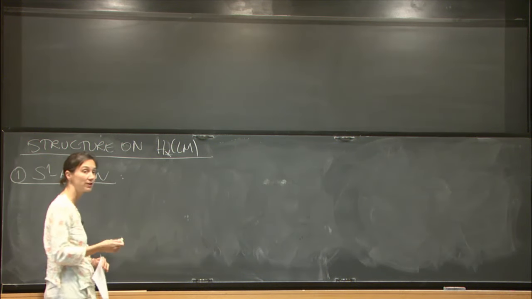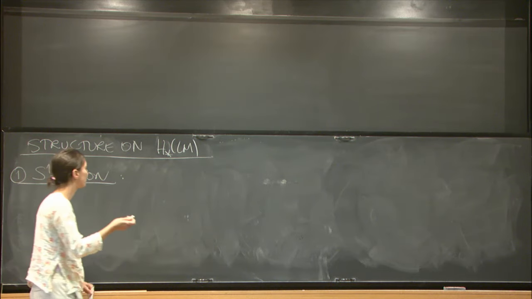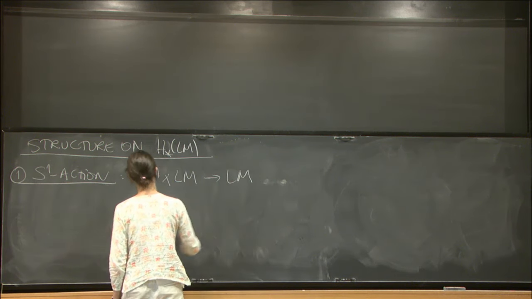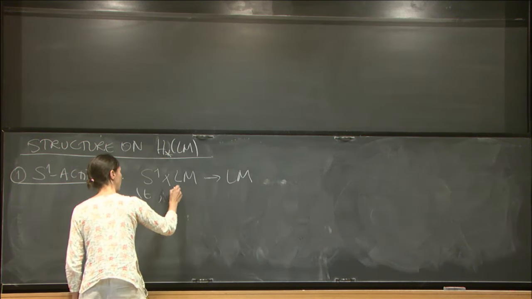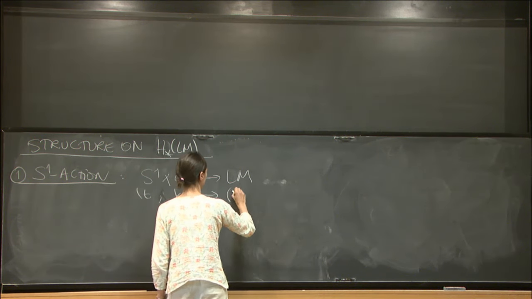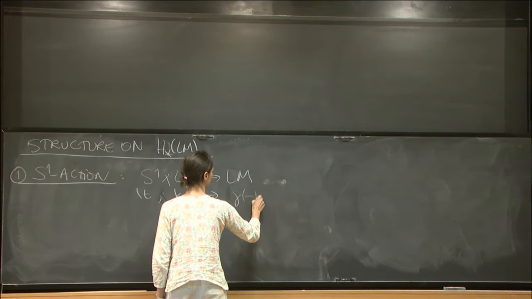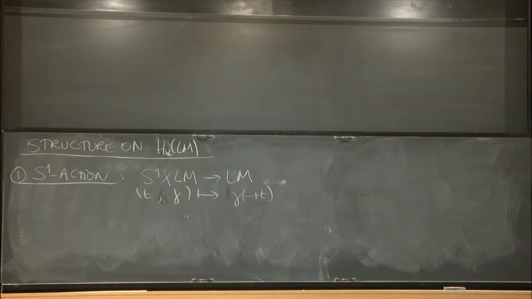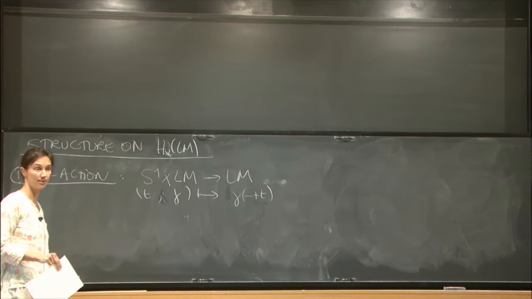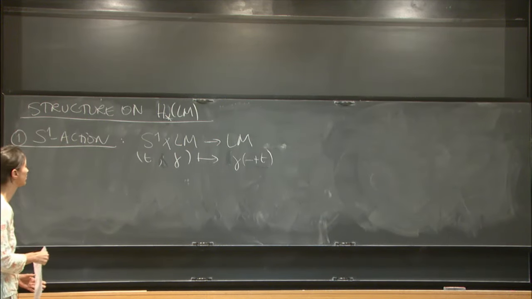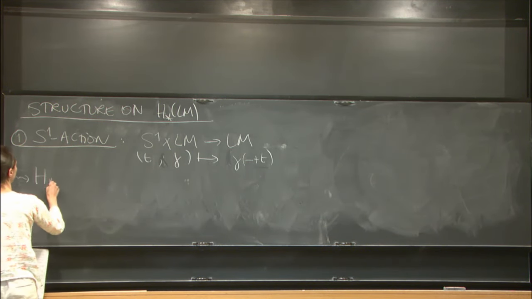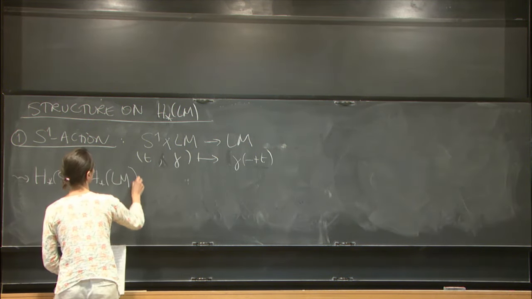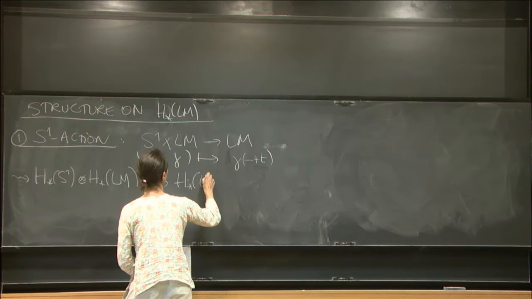So we could rotate the loops, and you can write this formally as saying there's a map S1 cross LM to LM. I take a time t and a loop gamma, and I rotate gamma by t. So that means I do a precomposition by rotation, plus or minus, whatever you like. Okay? So there is this map. What does it mean on homology? It means on homology that I have a map from homology of S1 tensor homology of the loop space to homology of the loop space.